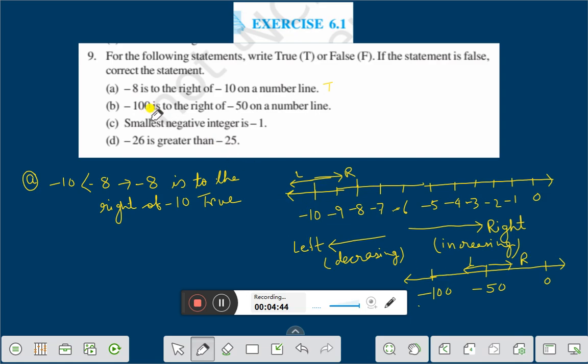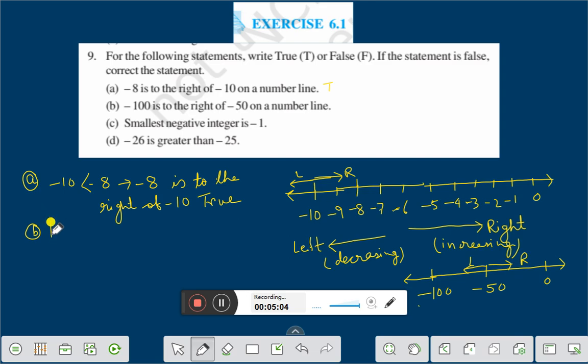It is given that minus 100 is to the right of minus 50. That is wrong. Why? Because minus 100 is to the left of minus 50. Because minus 50 is greater than minus 100, therefore minus 50 will be to the right of minus 100. Question B is false.